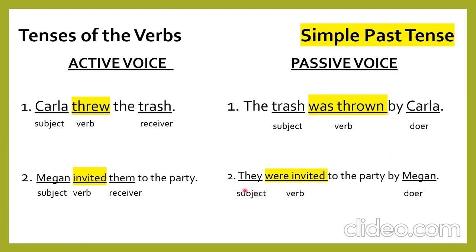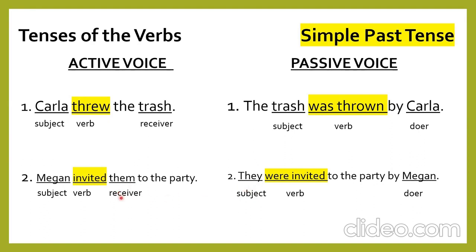So look at this part. In here, the subject is they. But when we transferred it to active, it becomes them. Because that's how you shift it. You cannot say Megan invited they to the party. That's wrong. The object or objective pronoun of they is them. They is for subject only. That's used for subjects of the sentence.